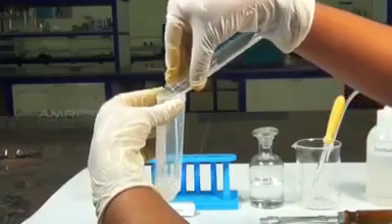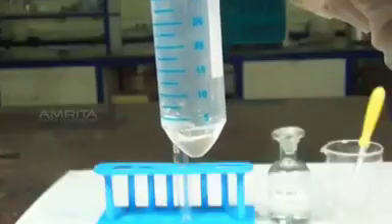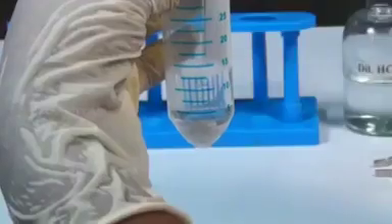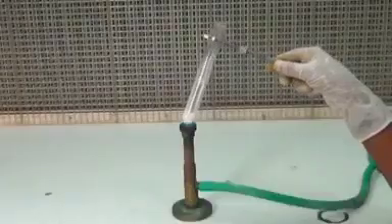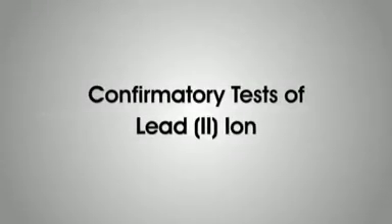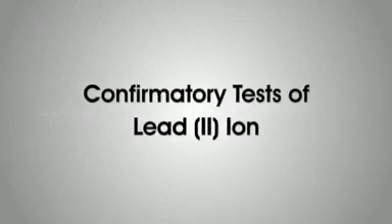Transfer the precipitate into a centrifuge tube to separate it by centrifugation. Now, add a small quantity of distilled water to the precipitate and boil it for some time. The precipitate dissolves. Finally, we look at the confirmatory tests of lead-2 ion. Cool the solution.